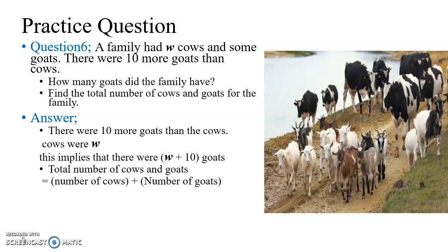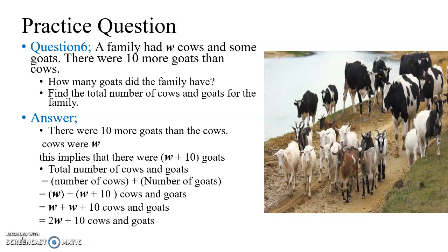The total number of cows and goats equals the number of cows plus the number of goats. We know that the number of cows equals W and the number of goats equals W plus 10. Therefore, our expression becomes W plus W plus 10 cows and goats. When you open the brackets, you get W plus W plus 10 cows and goats. On simplifying, you get 2W plus 10 cows and goats. Realize there is a common factor between 2W and 10, so you can divide the entire expression by 2 to get 2 written outside the bracket, and then within the bracket you get W plus 5 cows and goats.